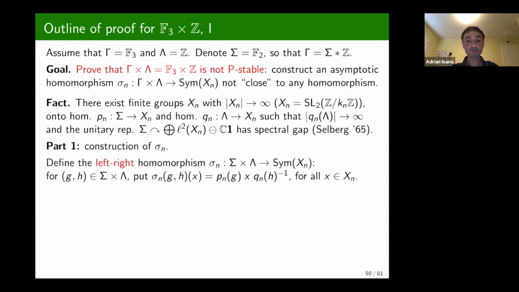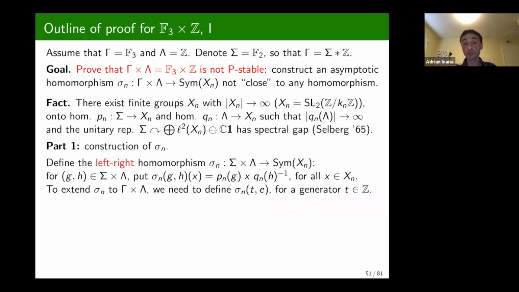So how do we construct sigma_n? Again, I want to construct sigma_n on gamma times lambda, and I'll first do it on sigma times lambda. So this is on F2 times the integers. And there you can just use the left-right homomorphism. Because there are homomorphisms from sigma and lambda to X_n, I can define sigma_n of (g,h) as being the left-right action of sigma times lambda on X_n. So on the left, I act by multiplying with p_n of g, and on the right, I multiply by q_n of h inverse. Okay, so that's how you construct it on sigma times lambda.